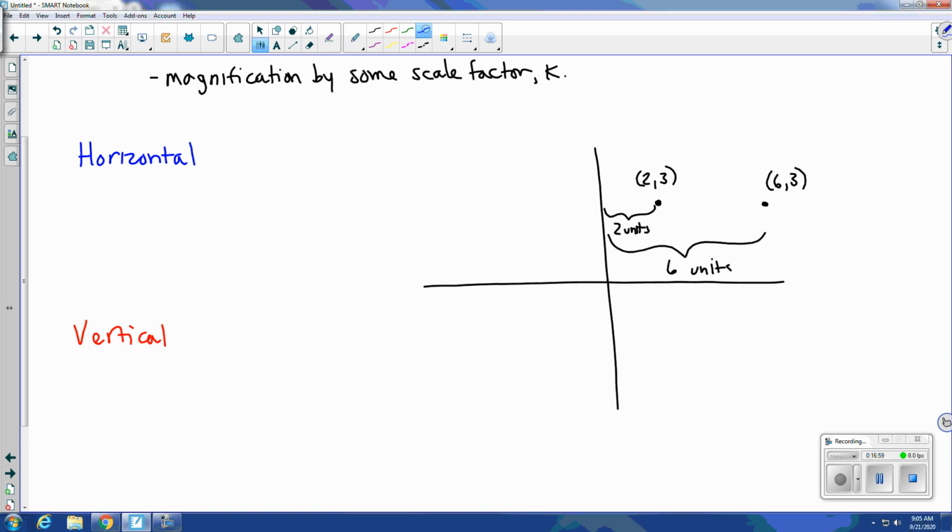Now, in a general case, for a horizontal stretch, again, this is an expansion, let's just write the xy coordinate. If we multiply the x coordinate by some value k, now again, this condition's important, where k is greater than 1, we will get a stretch by k.